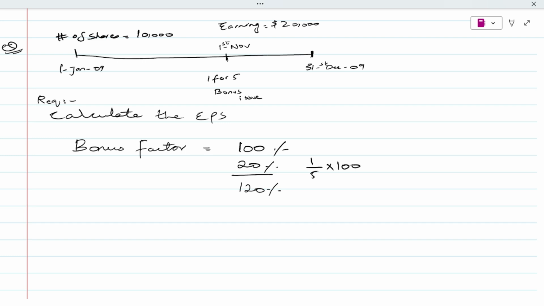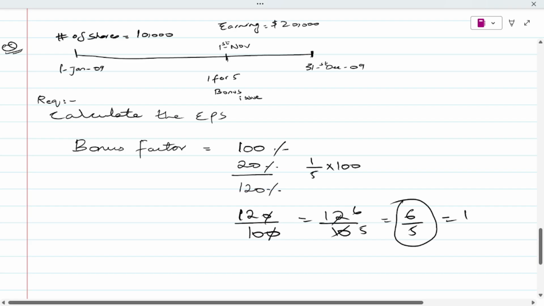Now this is not the bonus factor, right? Bonus factor would be that if I convert this 120 into a non-percentage, so I will have to divide it by 100, right? So it's going to be 12 over 10, which when simplified is 6 over 5. So this 6 over 5 is basically my bonus factor.